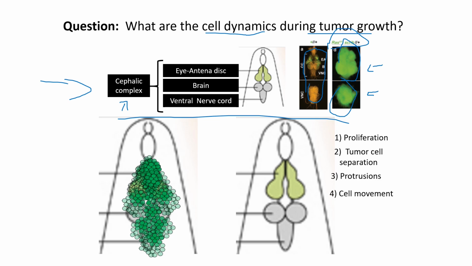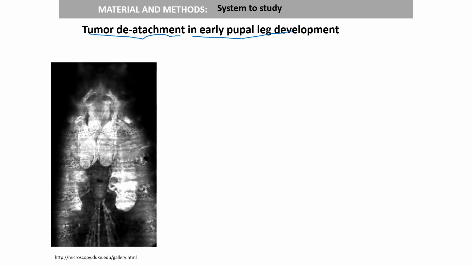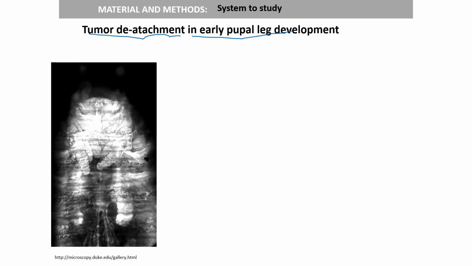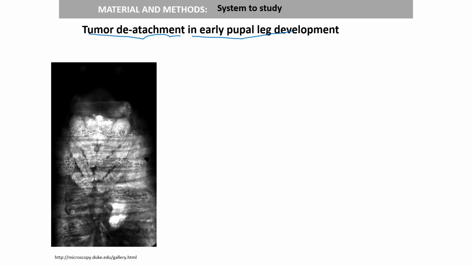However, in the pupal stage, it's much easier because the pupa is not moving. So what we are trying to do is image the early stages of pupal development, and what we found is that the tumors start detaching in small pieces. Let me show you very quickly. So look at what they have. This is the normal pupa, and this is a movie that shows the development of the legs and the wings.